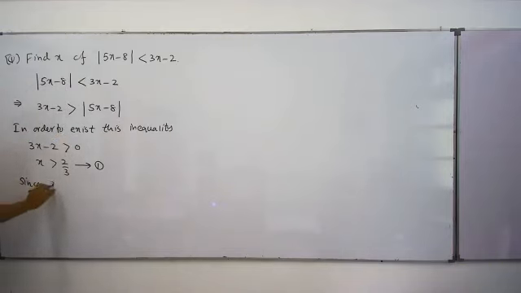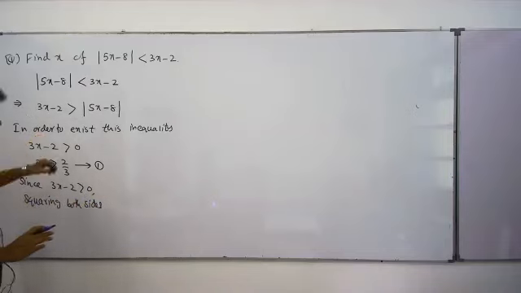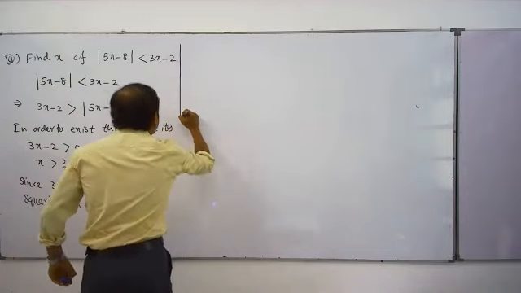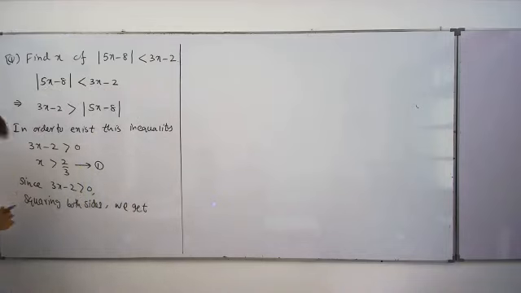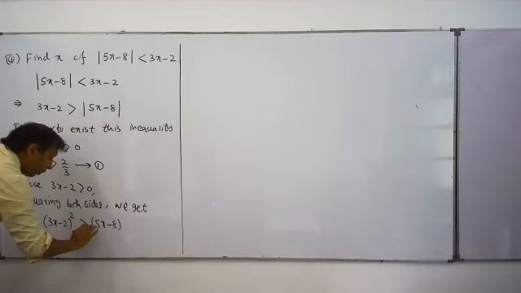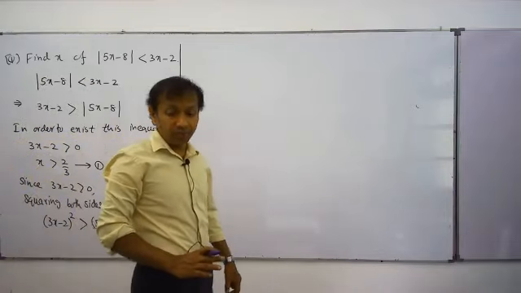Since 3x minus 2 is greater than 0, square both sides. Squaring both sides, we get 3x minus 2 perfect square greater than, the modulus will be eliminated after squaring, 5x minus 8 perfect square. Now take it to this side and use the difference of two squares. Thereby you can find the region of that.